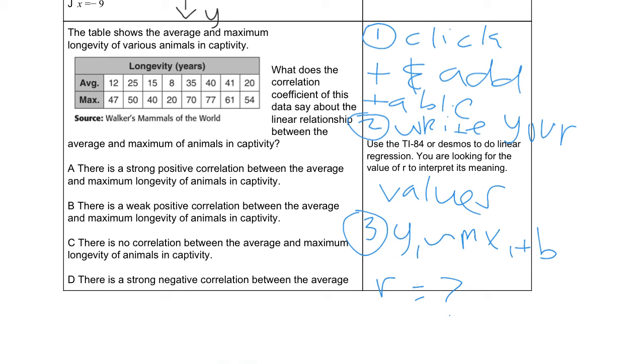So we can go ahead and delete D because it says there is a strong negative correlation. We just said it is positive, so you can delete that one. And then there is no correlation between the average. Well, that's false because we did find a correlation. So C is gone too. Now, we have to figure out if it is a strong positive correlation or a weak positive correlation. Well, we just said if it is above 0.5, it is considered a strong positive. 0.88 is above 0.5. So what do you think is the answer? If you picked A, you are correct.